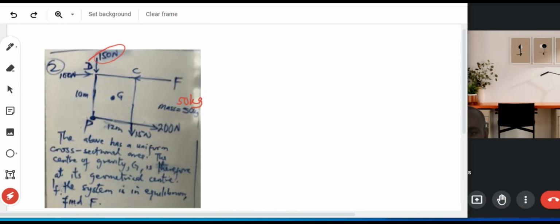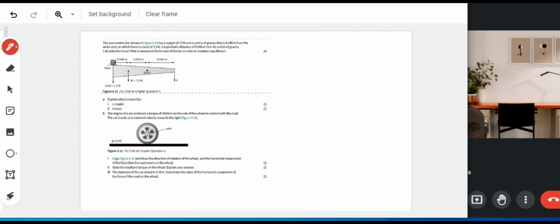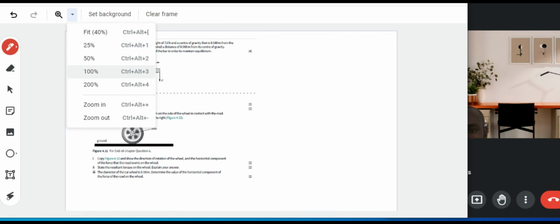We can see forces acting at different points. This is 100 Newton, this is 150 Newton. This can serve as practice questions. There's another one here.